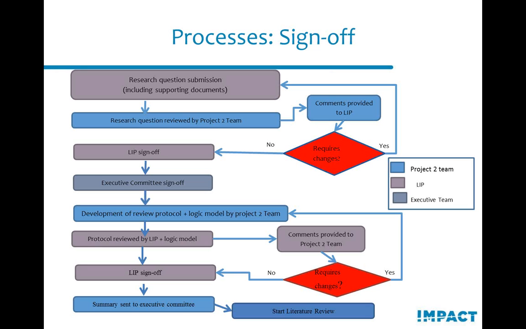Once we have all the information, we send the question to the executive committee for sign-off, so right here. Because the executive committee is in charge of ensuring that the intervention is within the scope of impact. So we want them to be aware of the research question and to sign off on it. After this sign-off, then the Project 2 team will develop the review protocol as well as the logic model, for example, the one that Vivian presented relating to the research question by the Quebec LIP.